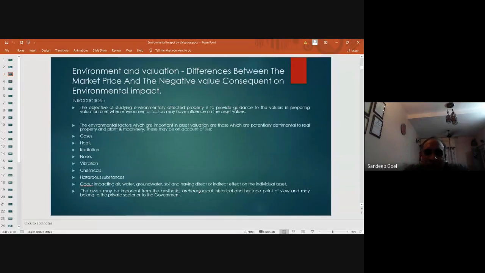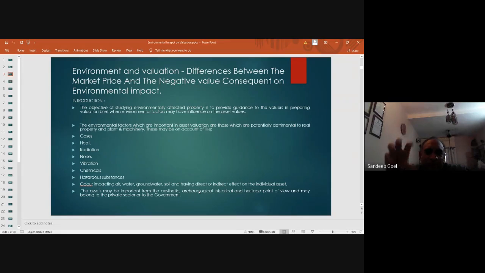There are different types of pollution, everybody knows it in daily life, and the environmental factors which are important in asset valuation are potentially detrimental to real property, plant and machinery. This may be gases, heat, radiations, noise, vibration, chemical pollution, hazardous substances, or water, groundwater, soil pollution, having direct or indirect effect. So these are the pollutions which create a negative value on your asset, that may be property or plant and machinery.